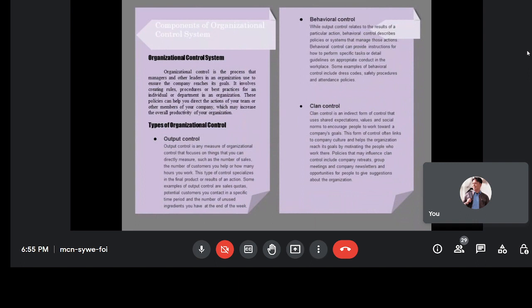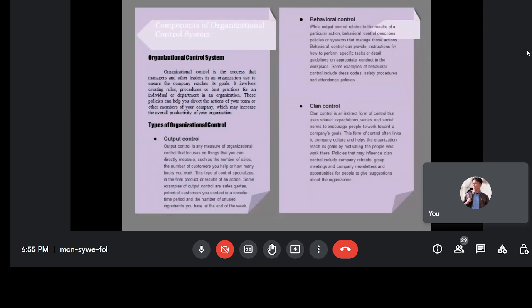Components of organizational control system. Organizational control is the process that managers and other leaders in an organization use to ensure the company reaches its goal. It involves creating rules, procedures, or best practices for an individual or department in an organization. These policies can help you direct the action of your team or other members of your company, which may increase the overall productivity of your company.